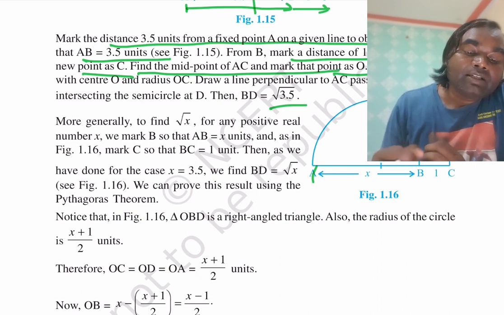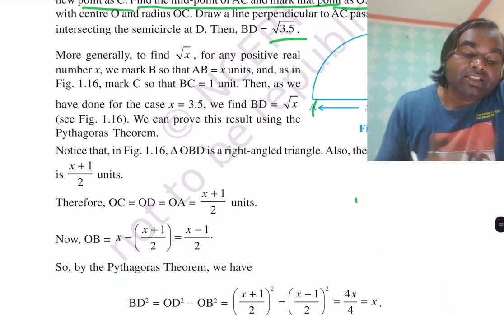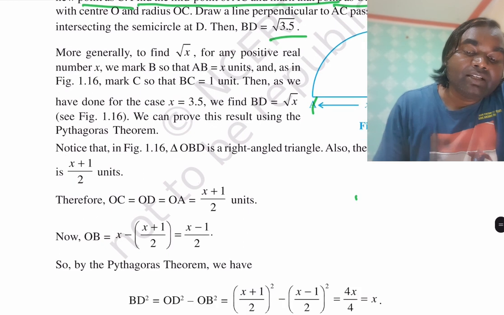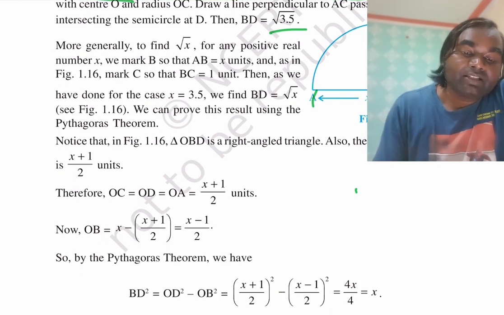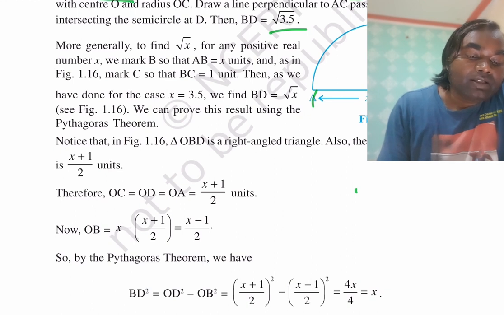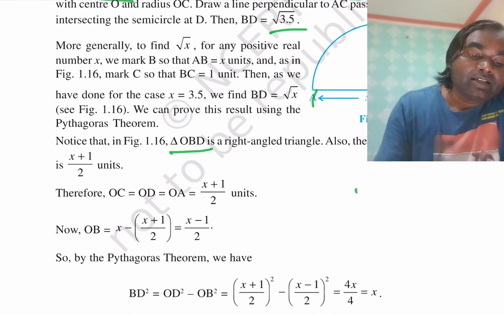What is the fundamental behind this? Let us evaluate. How can we say that this geometrical method is correct? So we'll see that triangle OBD is a right angle triangle, and OB is equal to this.